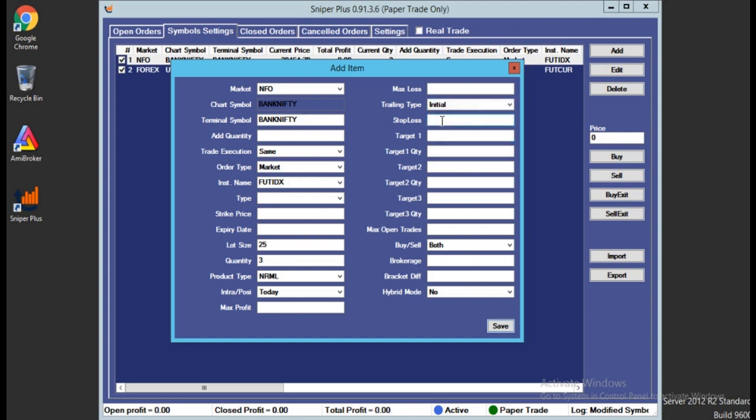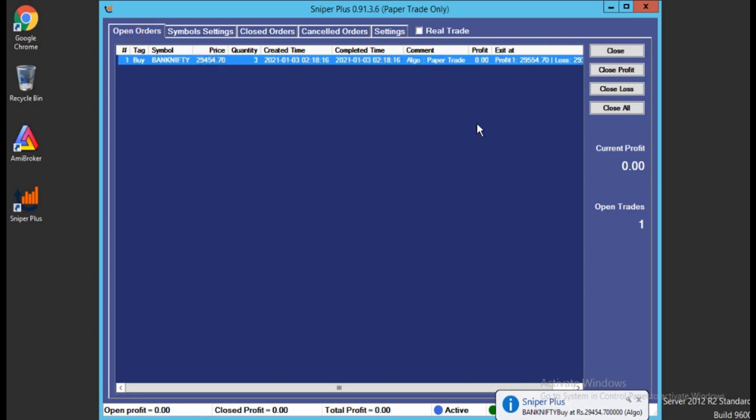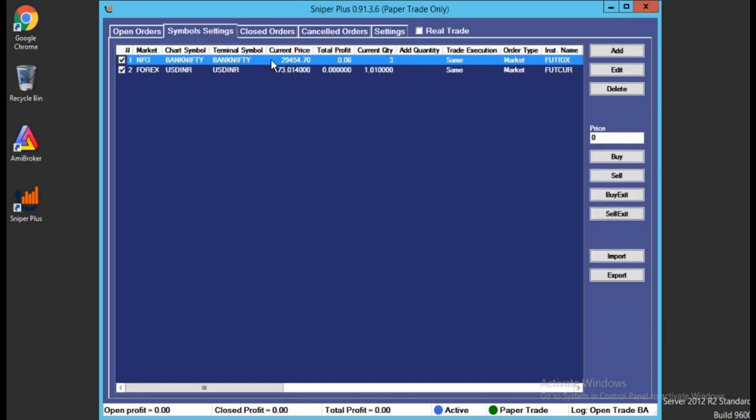Now, let the stop loss be 100 and target 1 is 100, and the target 1 quantity is 3. Now click on save. Here we need to take a buy, so click on buy. Go to open order. Here the buy price is 29,454 and the profit is plus 100, that is 29,554, and the loss is minus 100, that is 29,354.